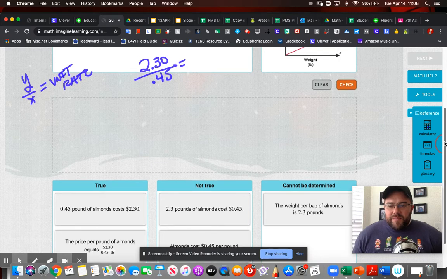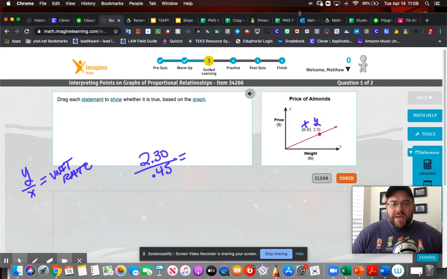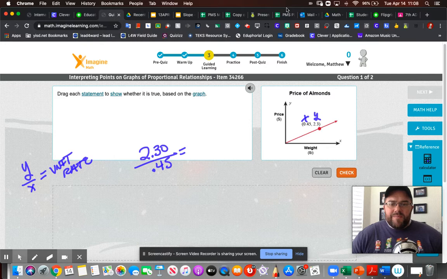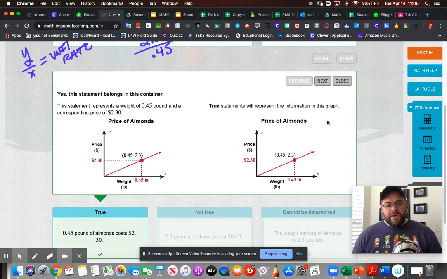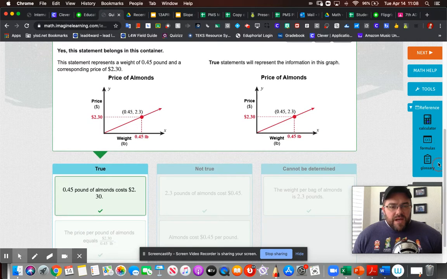Now that I've got these in place, let's see if I am correct in my thinking. I hope I'm correct. Let's check. Yes, we are correct. And we can see here the justification for everything that we're saying. We're saying 4.5 pounds of almonds cost $2.30. That's what this point right here tells us. 0.45 pounds up to $2.30.